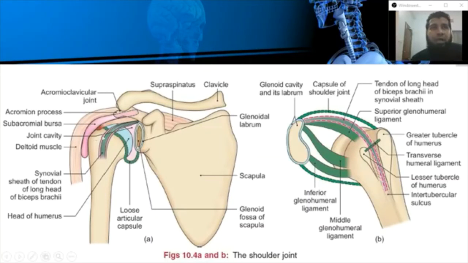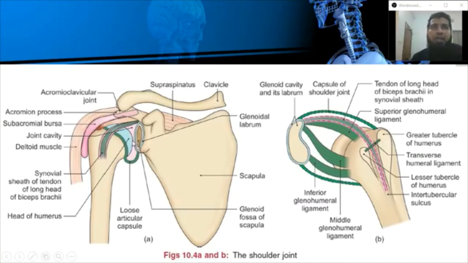This is the shoulder joint. So you can say shoulder joint is a ball and socket variety of synovial joint. What are the movements of the shoulder joint?